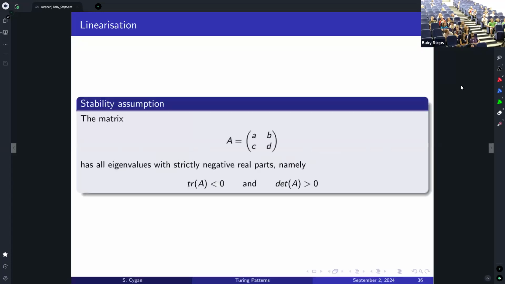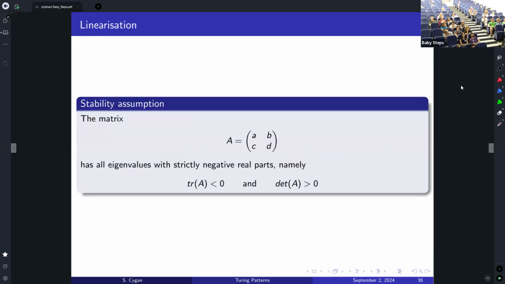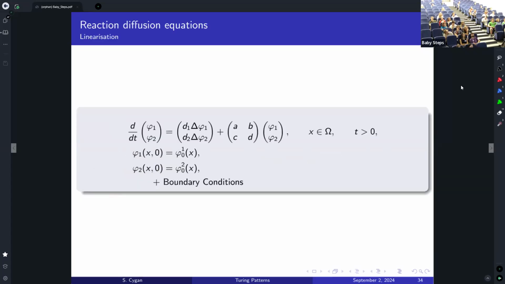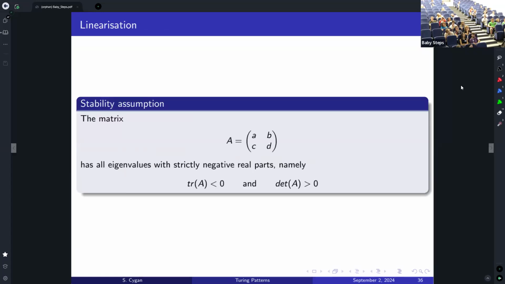And now let's take a look at the Turing study. A_k is the linearization matrix at the mode k, and we want our steady state without the diffusion to be stable. So what does it mean? Without the diffusion, without this d1 and d2, our matrix is just a, b, c, and d. So if the constant steady state without the diffusion is stable, it means that all of the eigenvalues of this matrix need to be negative.